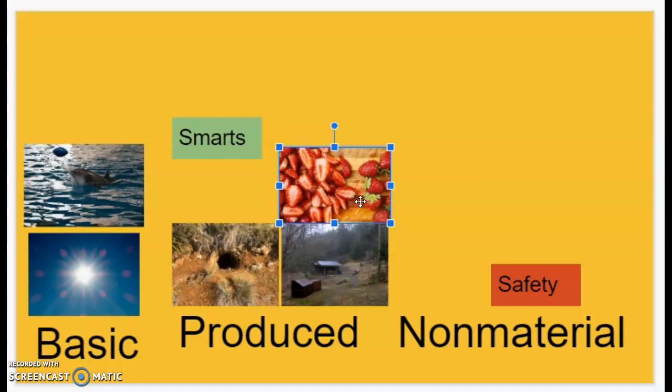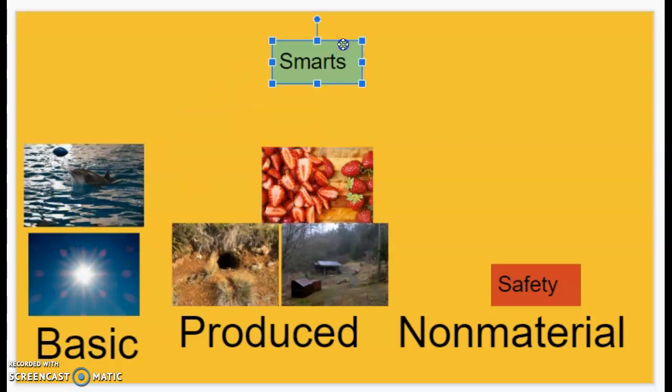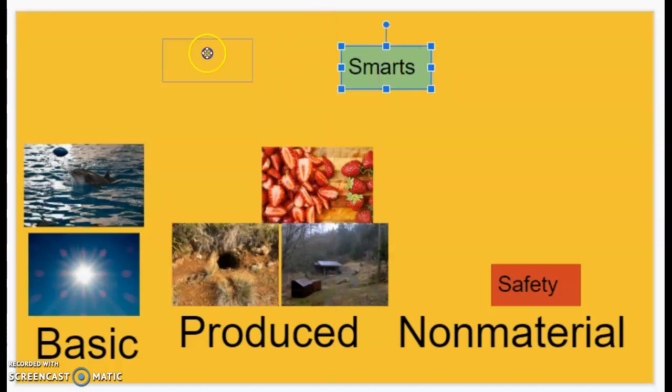Also, for most of our food that we eat, someone does have to make it. So food is technically a produced need. But again, if you say it's a basic need, I won't count you as wrong. That makes sense. All right, the last one is smarts or intelligence.